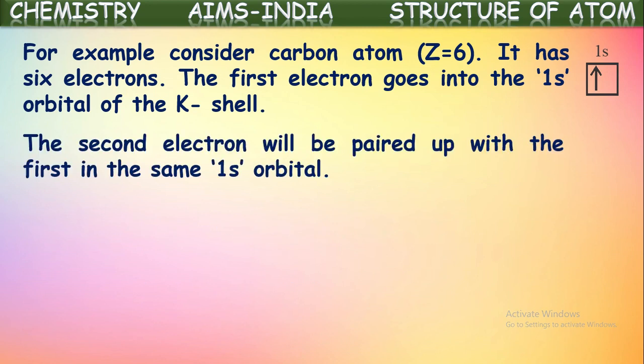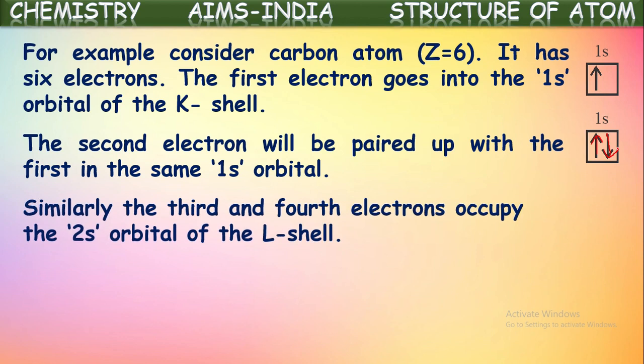The second electron also enters the same 1s orbital and pairs up with the first. See here, the first electron has a clockwise spin, and the second electron comes and pairs with an anti-clockwise spin. In this way, the 1s orbital is completely filled. Then the remaining electrons will occupy the higher orbitals.